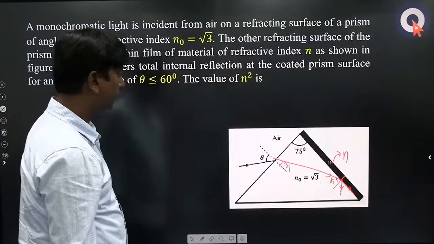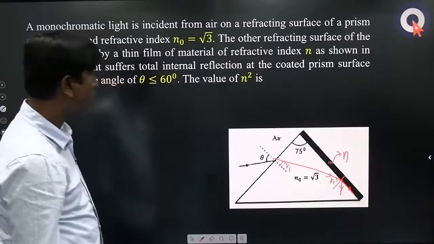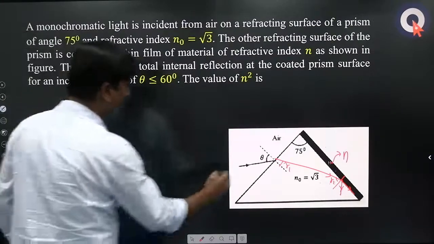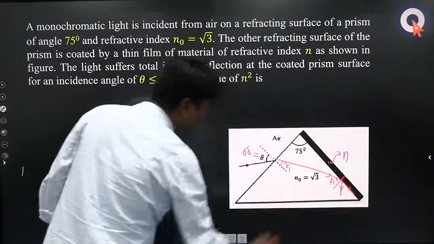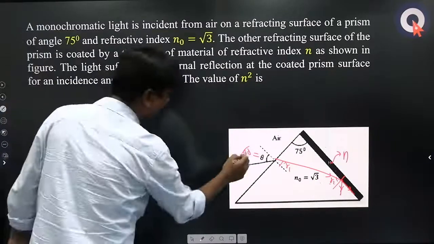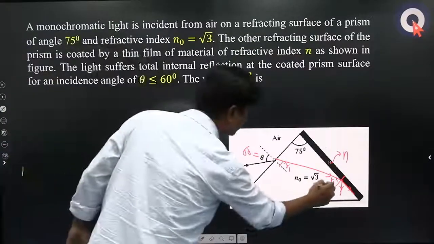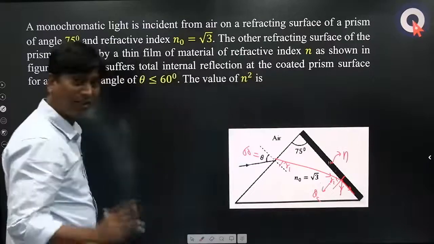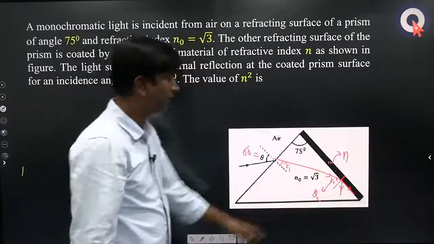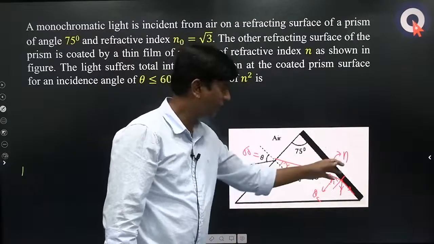So when theta is 60 degrees, R2 is becoming exactly the critical angle. Right or not? Find out that critical angle. First find R1, and from that you find R2, and you will get the critical angle, and that critical angle is nothing but the refractive index of the rarer medium by the denser medium.